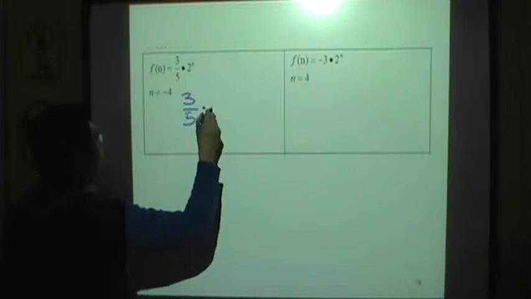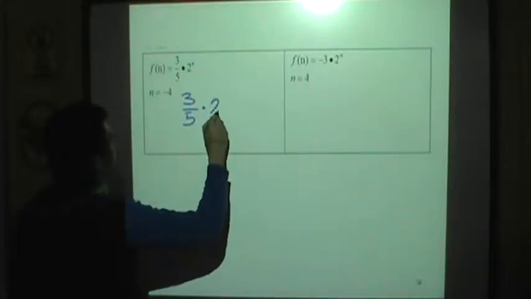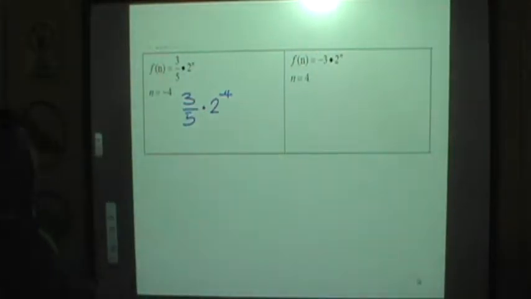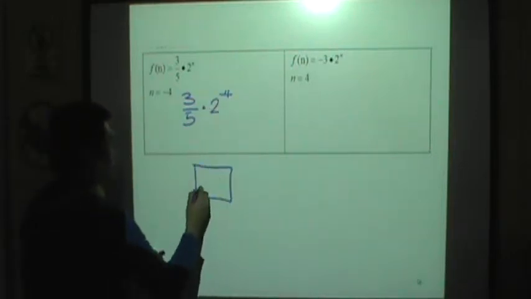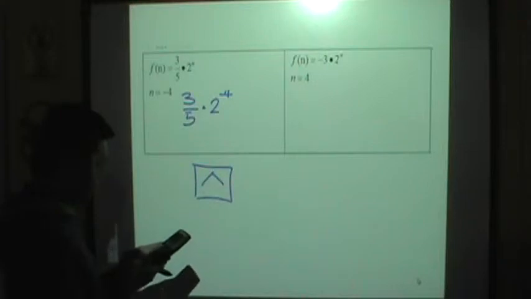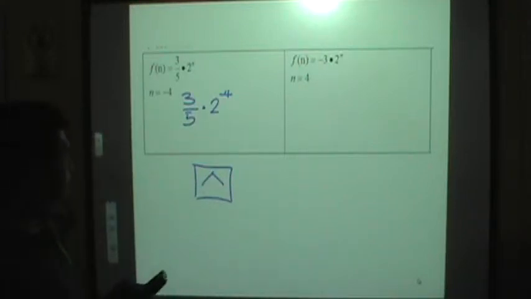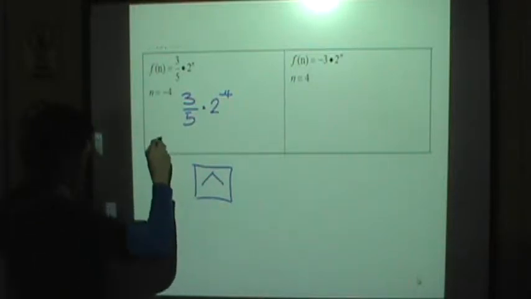3/5 times 2 raised to -4. Because you have a calculator, you can easily solve this by pressing 3 divided by 5. So let me go ahead and use my calculator. It's 3 divided by 5 times 2 up. You have to remember, to raise an exponent, you press this button and then -4. And then equals.